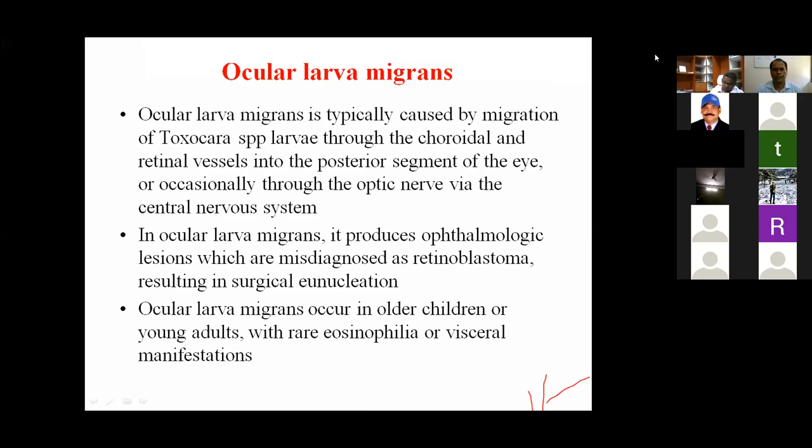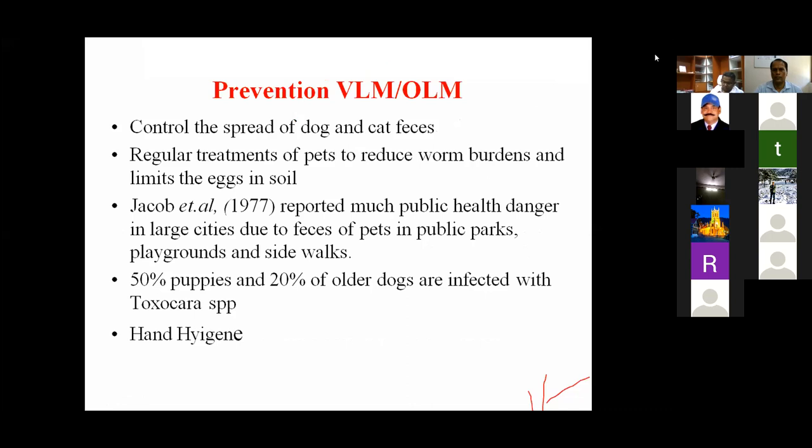Ocular larva migrans occurs in older children, not in young children, with rare eosinophilia. In this case, eosinophilia is not there. Otherwise, in the other visceral organs, we find eosinophilia, leukocytosis, and antibodies. So how to prevent visceral larva migrans or ocular larva migrans? Control the spread of dog and cat feces, and give regular treatment to pets to reduce worm burdens and limit the eggs in the soil.